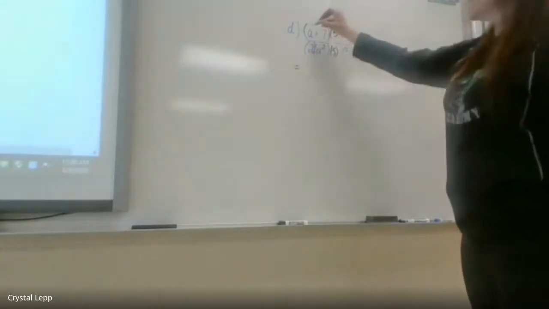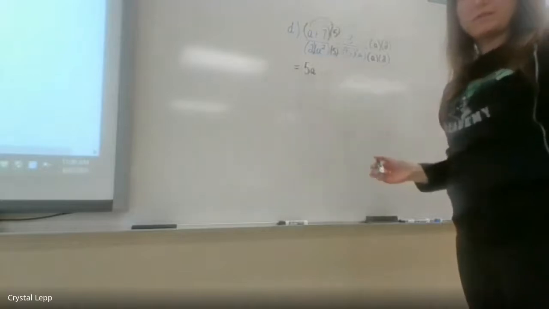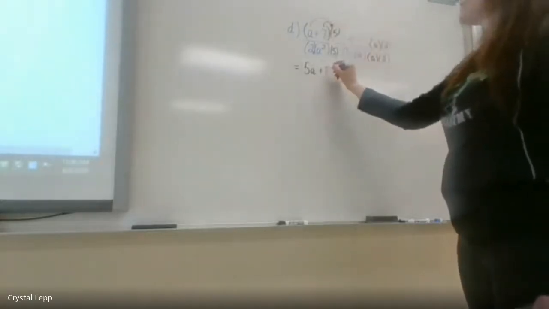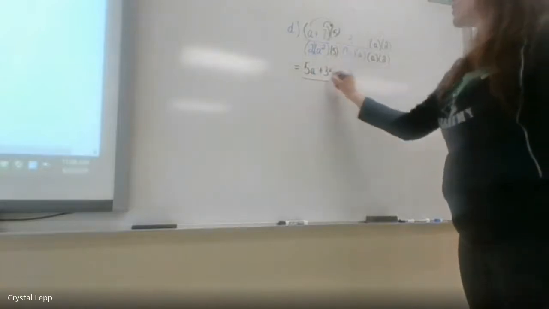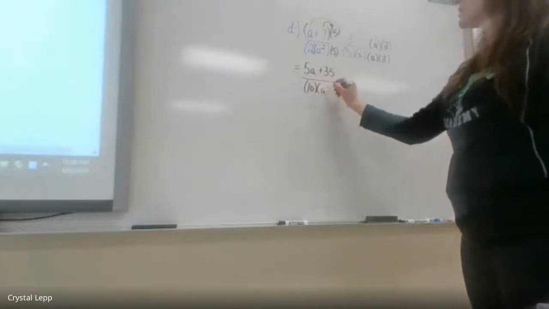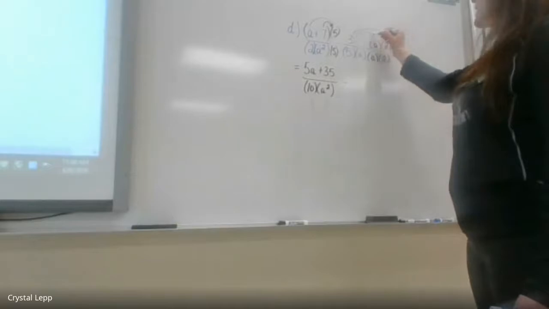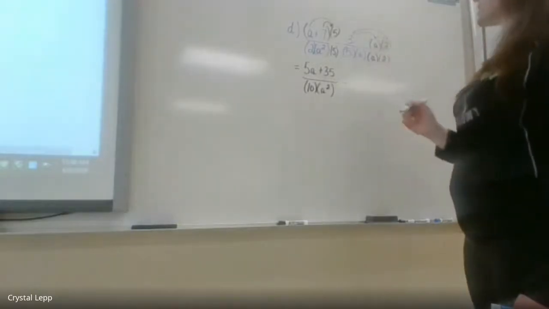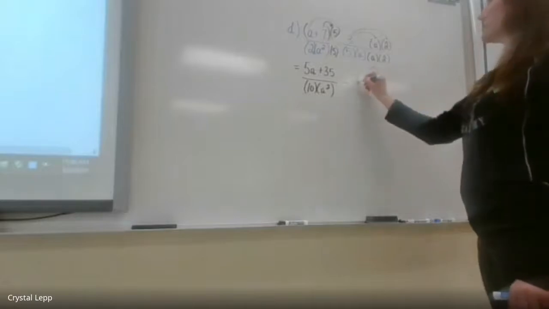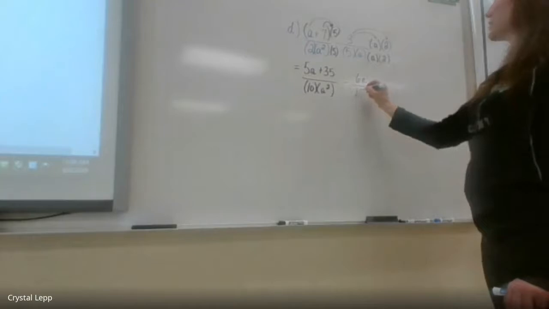So when I distribute the top, I'm going to get a times 5, which is 5a, and then 7 times 5, which is 35, over 2 times 5, which is 10, a squared, minus 3 times 2 times a. These all get multiplied together because there's no plus sign in there. So 3 times a times 2 is 6a, over 5 times a times a times 2 is 10a squared.